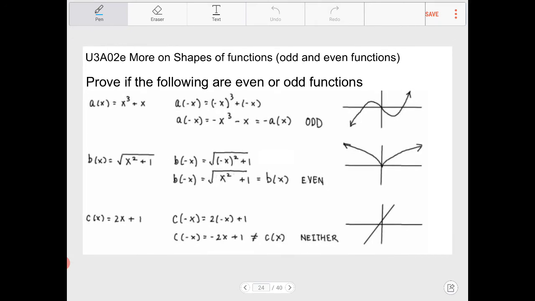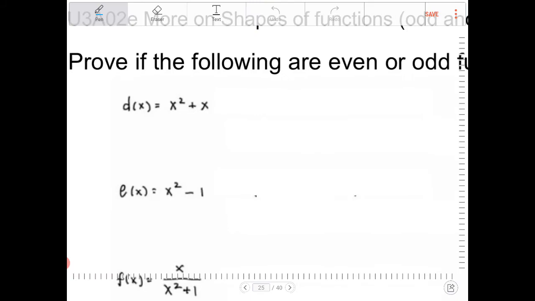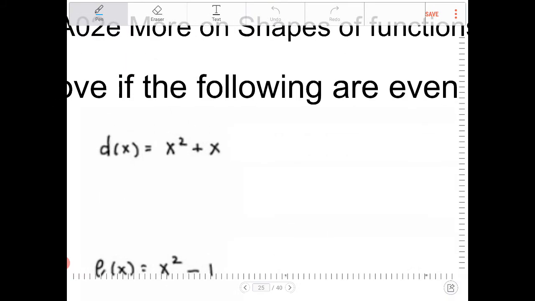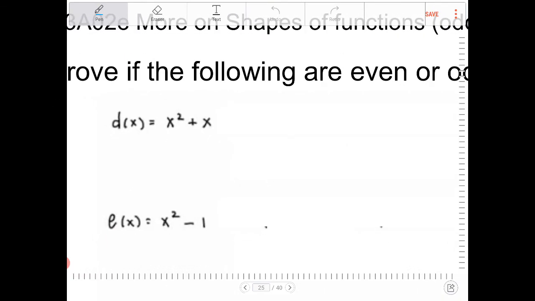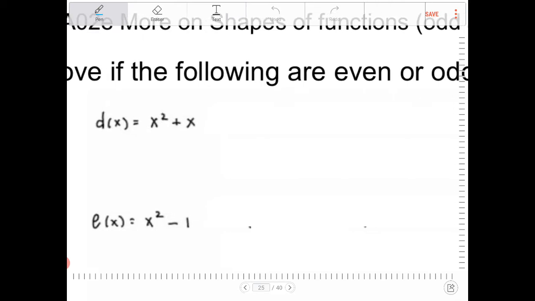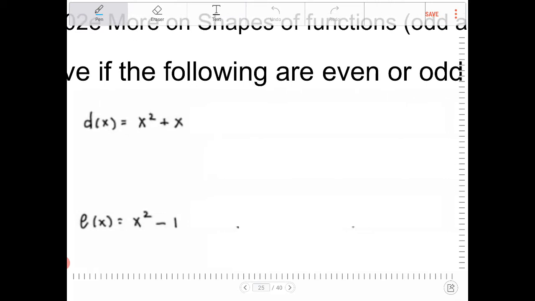All right, let's take a look at another set of examples over here. Pause the video to see if you can figure this out. d of x is equal to x squared plus x. In order for me to test whether or not this is odd or even, I replace x with negative x and I attempt to rewrite this. So negative x when squared becomes positive x squared. And negative x, when I remove the parentheses, becomes a subtraction.